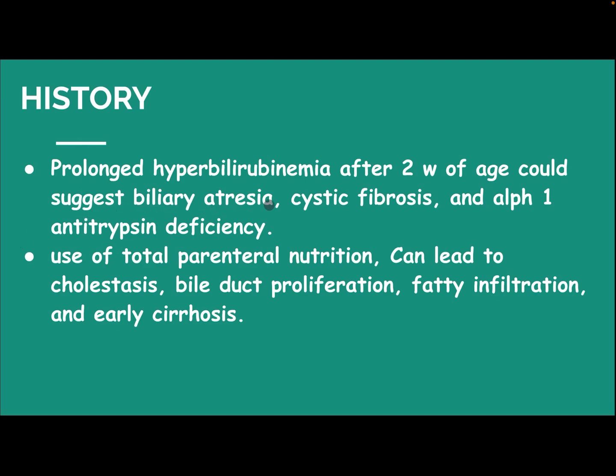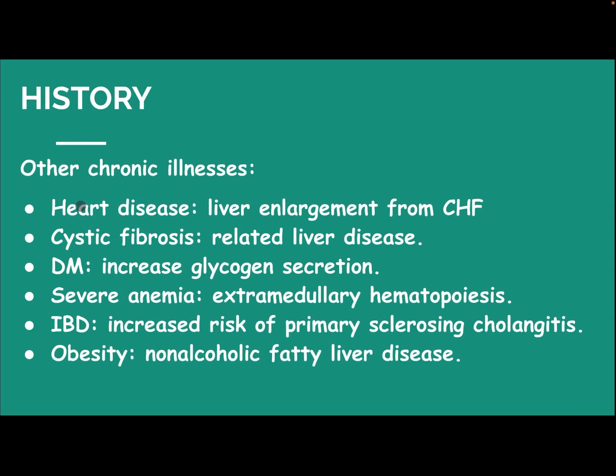Prolonged hyperbilirubinemia after 2 weeks of age could suggest biliary atresia, cystic fibrosis, and alpha-1 antitrypsin deficiency. Use of total parenteral nutrition can lead to cholestasis, bile duct proliferation, fatty infiltration, and early cirrhosis.